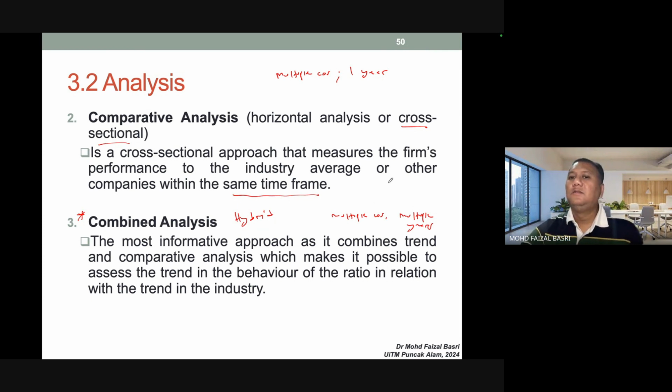Okay, two or more companies, at least 3 years. So this is more informative and better in terms of the assessment that we can make. So that's why for your assignment, we're going to use this combined or hybrid analysis.